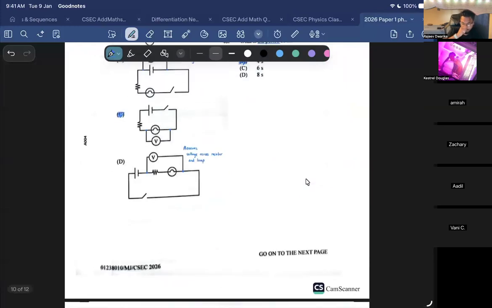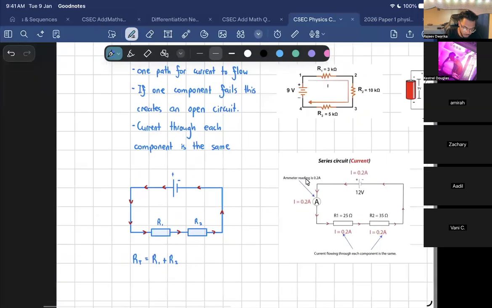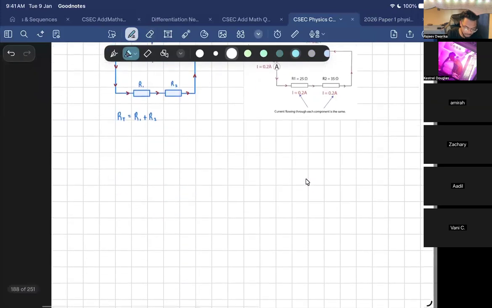Alright, so are you okay with series circuits? If it's a series circuit, then the total resistance is just the sum, like R1 plus R2. All right, let's move on to parallel circuits now.